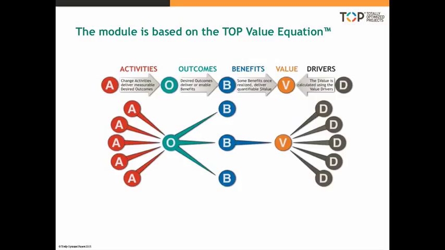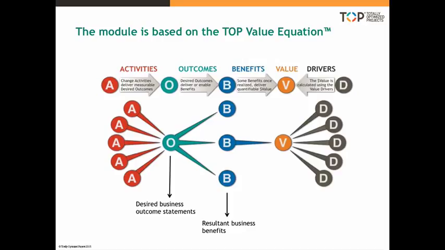As you generate the top value equation, you generate a series of outputs. First of all, the desired business outcome statements that define in clear, specific, measurable terms what you're trying to achieve, where you're trying to get to in the business after the end of the project when everything is working just right.